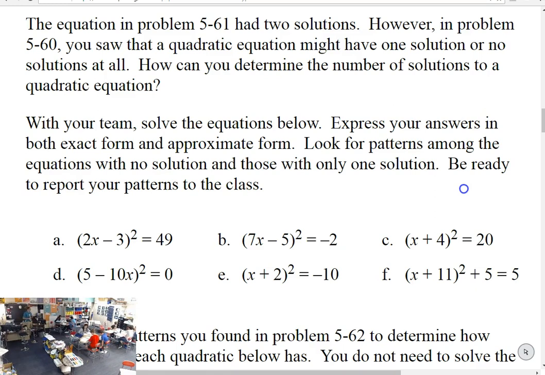We got 6 quadratics here. We have to see if we can solve them and how.